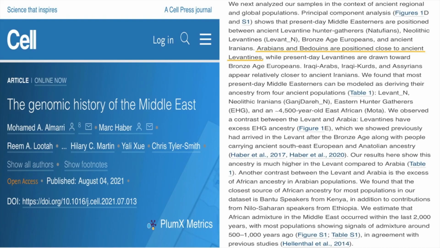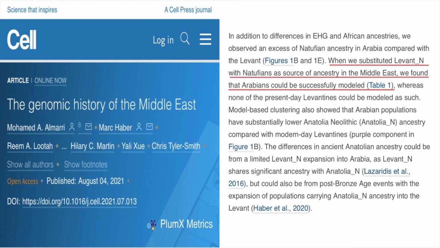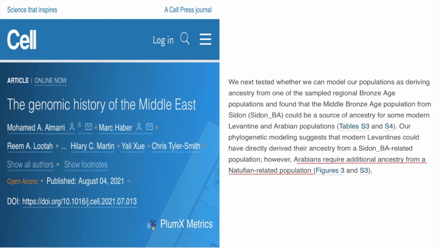This is from the Genomic History of the Middle East, and it says, Arabians and Bedouins are positioned close to ancient Levantines. When we substitute Levant Neolithic with Natufians as source of ancestry in the Levant, we found that Arabians could be successfully modeled. Arabians require additional ancestry from a Natufian-related population. So Natufians are seemingly a very close and good proxy for Arabians and Bedouins.